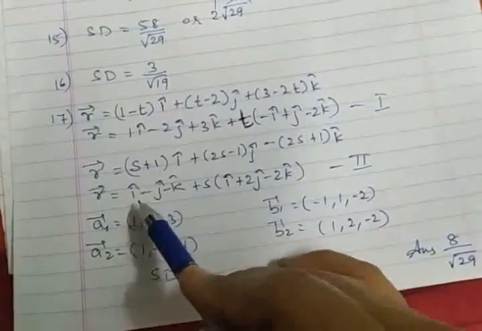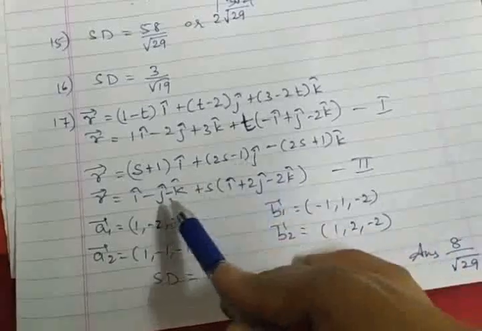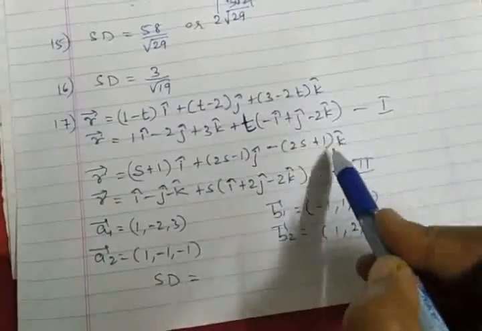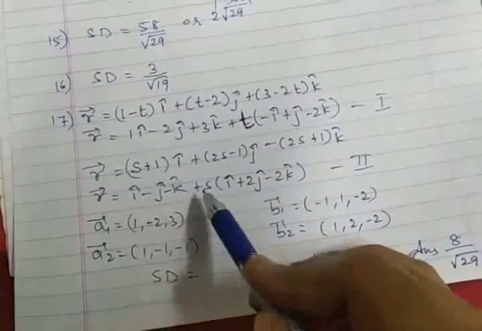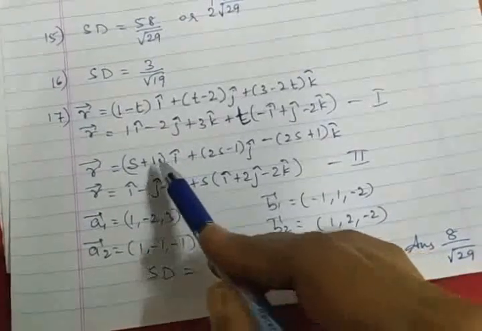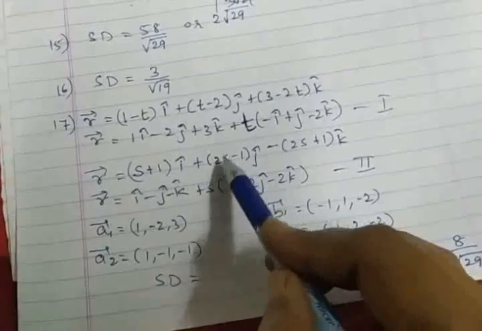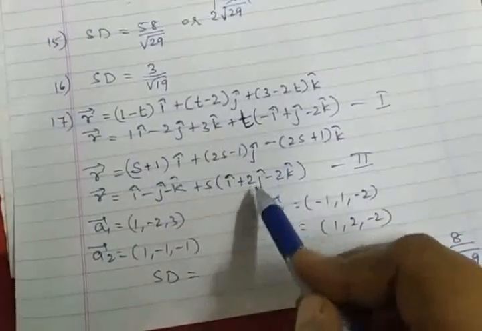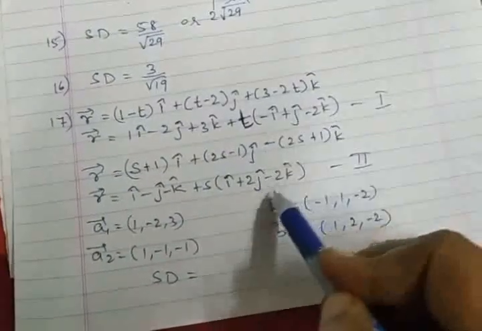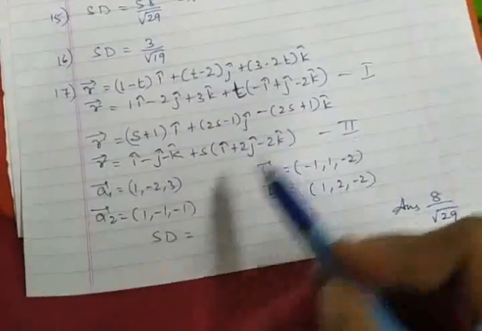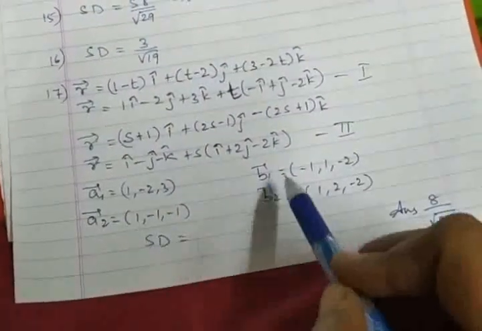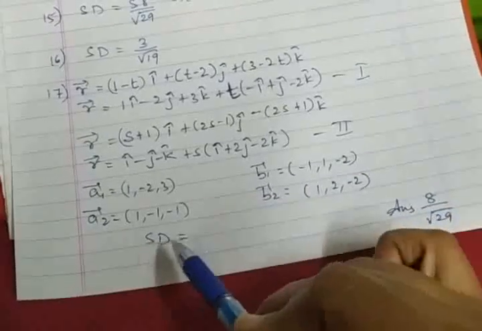I find 1i minus j, it's minus k. S is a scalar multiple, plus S I had taken, and we are left with plus 1i. Plus 1i. This is S outside, we find plus 2j. S is outside, we find minus 2k. Second equation. So now we can go for passing points. We can go for direction ratios, and now again the SD formula.